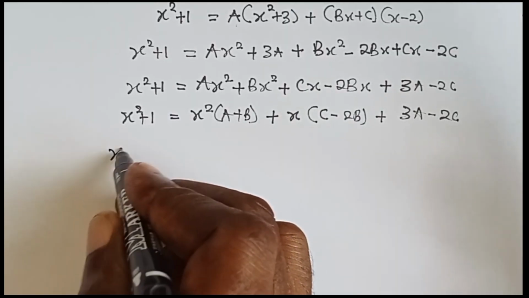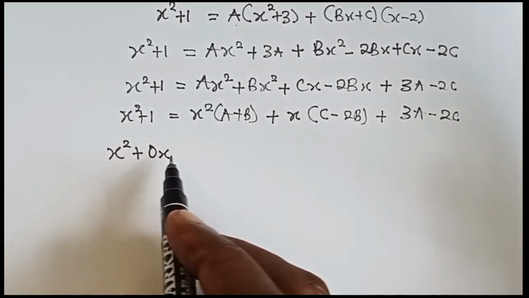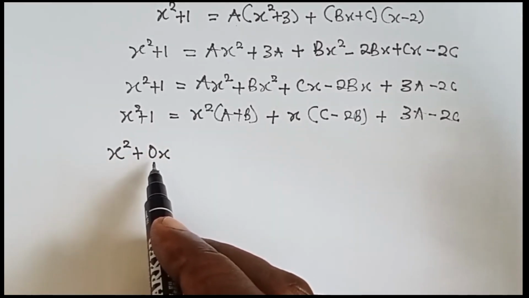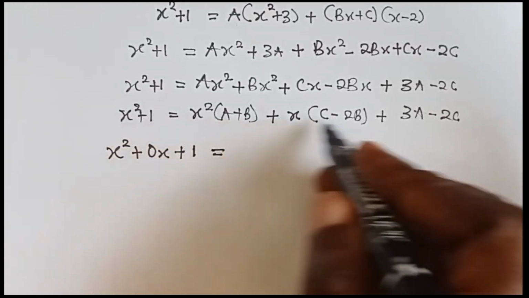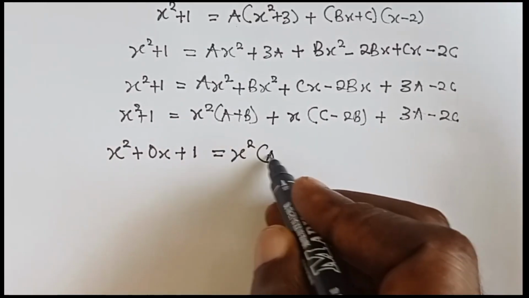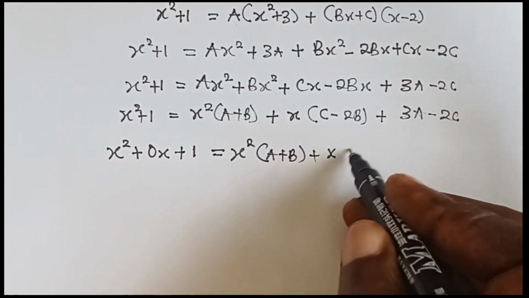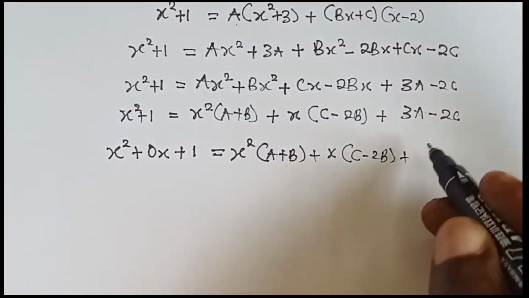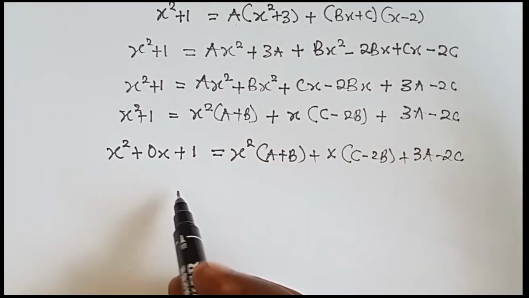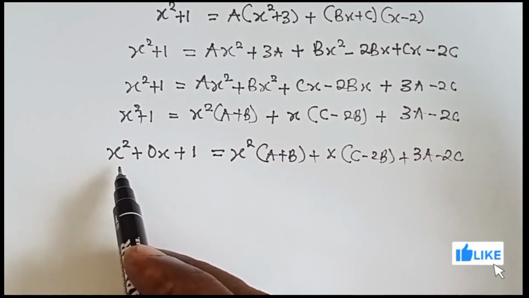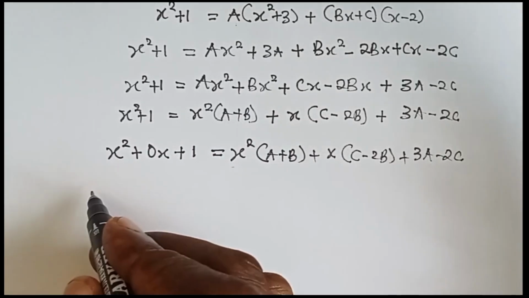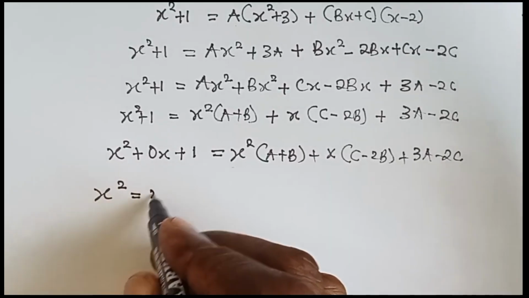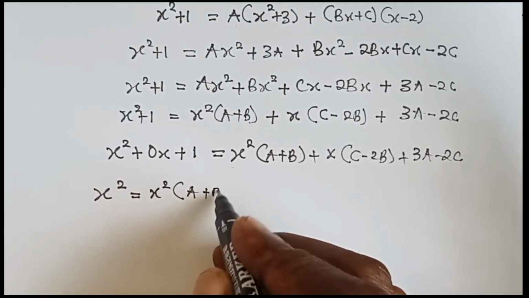But at the left hand side, we have x squared. We are going to write this as x squared plus 0x. There is no x here, but we're going to create x by writing the coefficient to be 0, because 0 times x will equal 0, and then we're going to write the constant 1. Right, and then we can write this again, x squared (a plus b) plus x(c minus 2b) plus 3a minus 2c. Right, so we're going to compare both sides. It means x squared is equal to this.